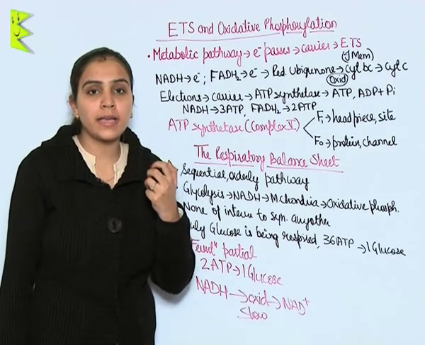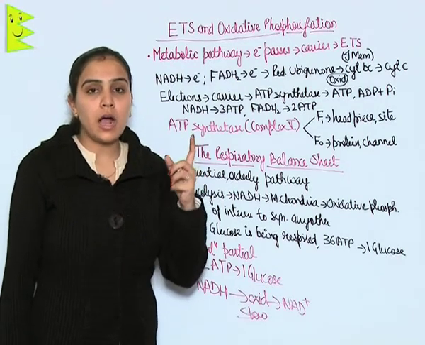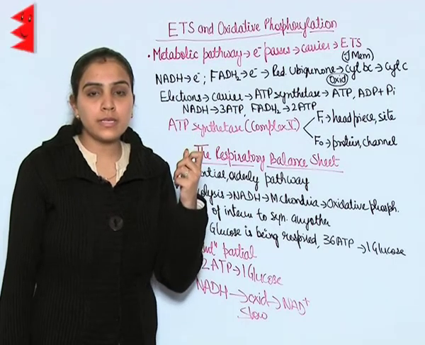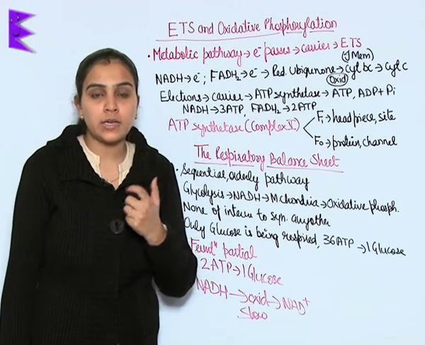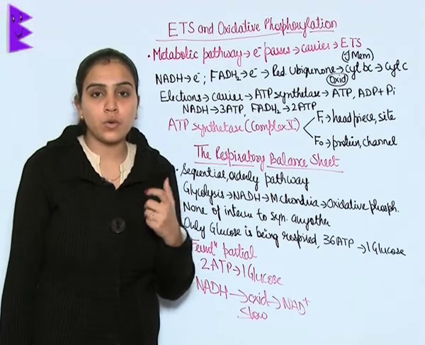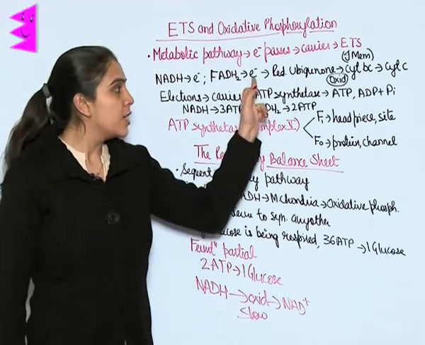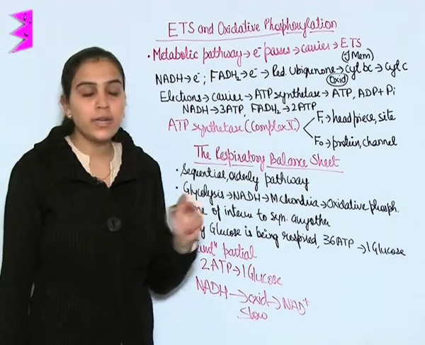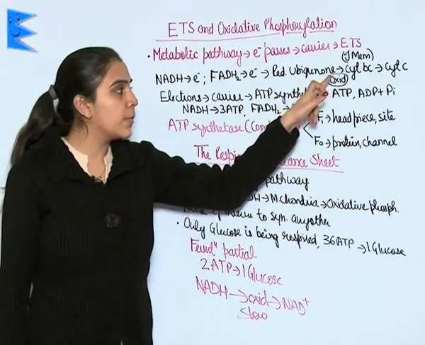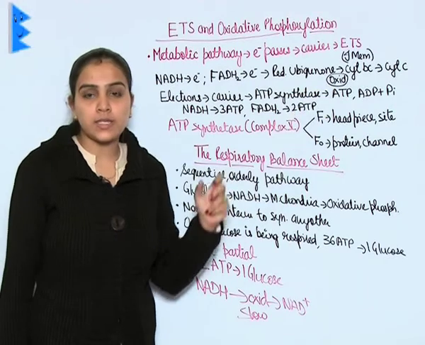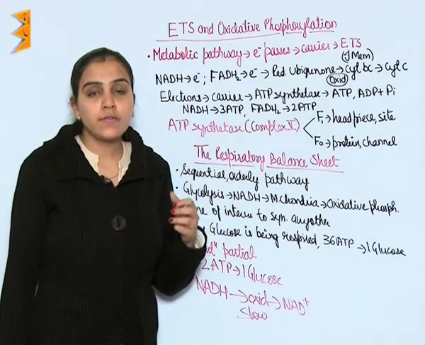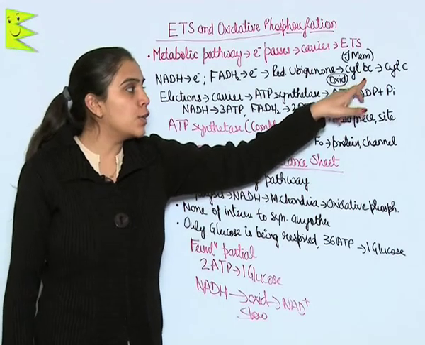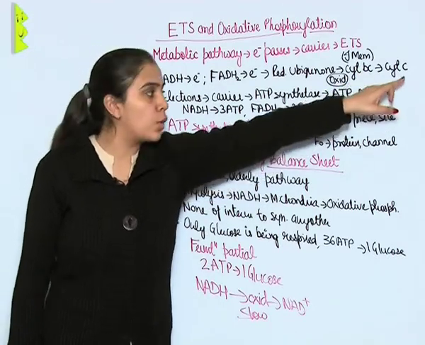You can see in the diagram the inner membrane, the outer membrane, ubiquinone, and certain complexes or carriers in the form of cytochromes are also present. So it reduces ubiquinone. Then this reduced ubiquinone gets oxidized by transfer of electrons with the help of cytochrome bc to cytochrome c.